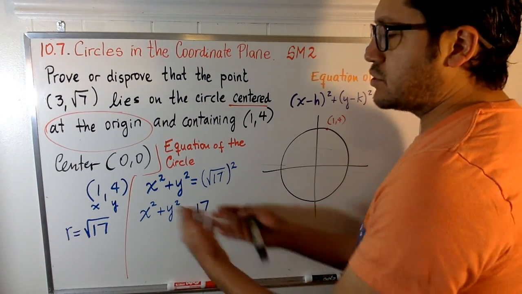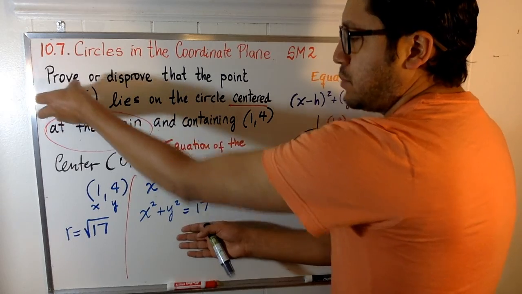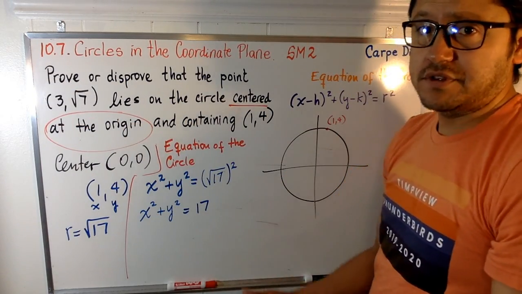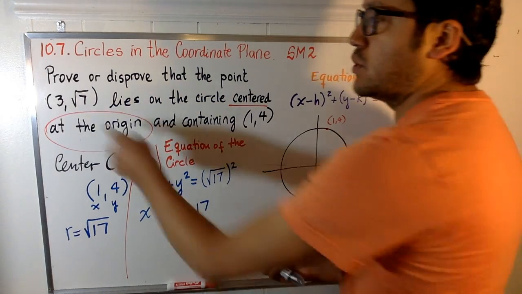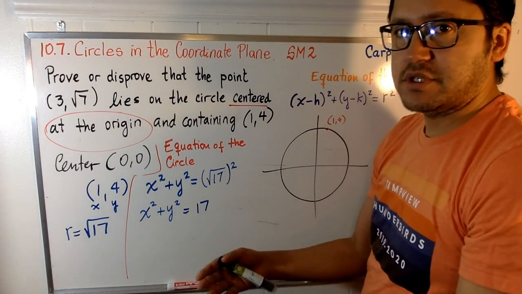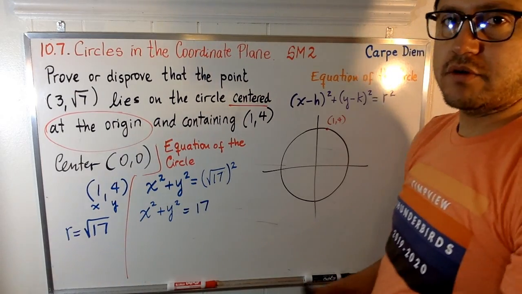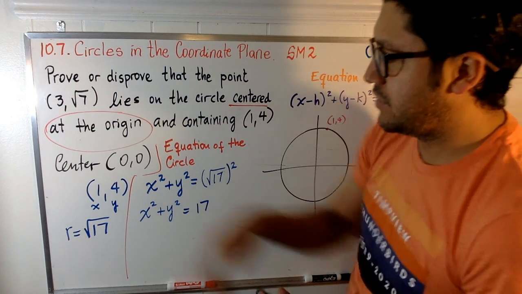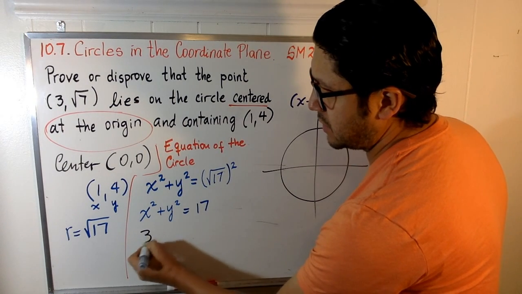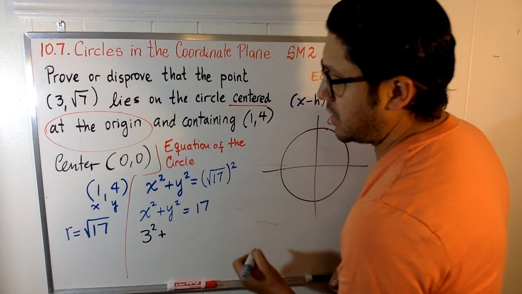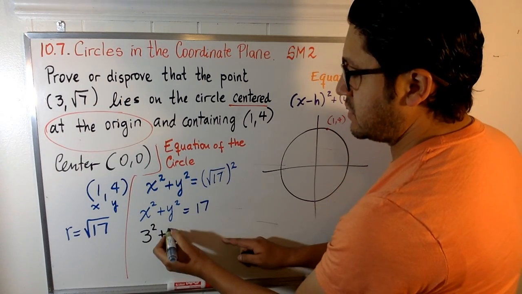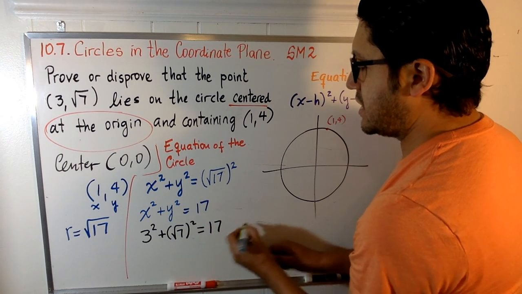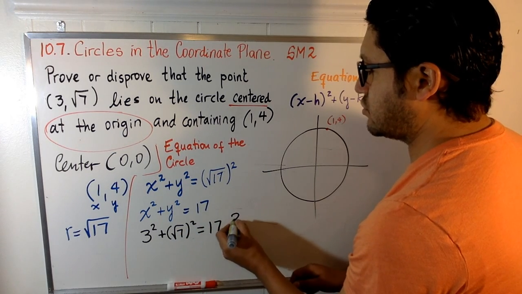Well, I'm just going to make sure that when I plug in these values here, I obtain a true statement. If this statement is true, then the point will be part of the circle. If this statement is false, then that point won't be part of the circle. So here they're telling us that the x value is 3, so I'm going to plug it in here, plus, and the y value is root 7 squared.